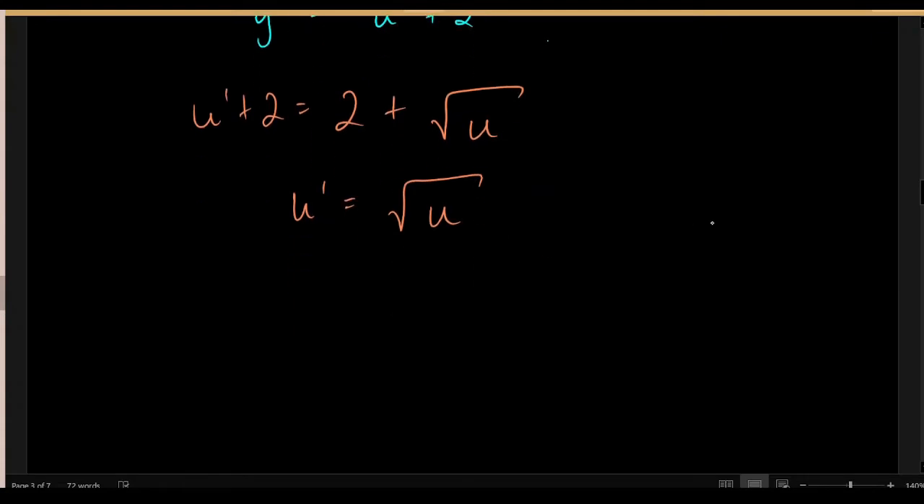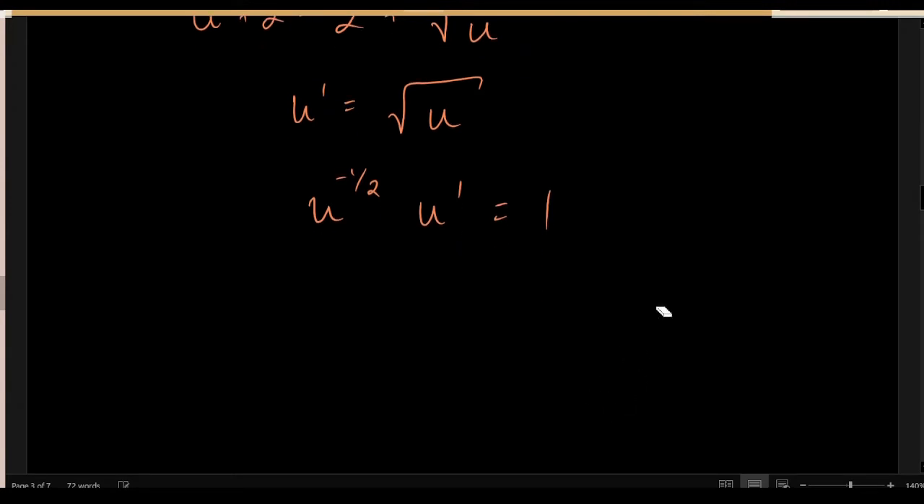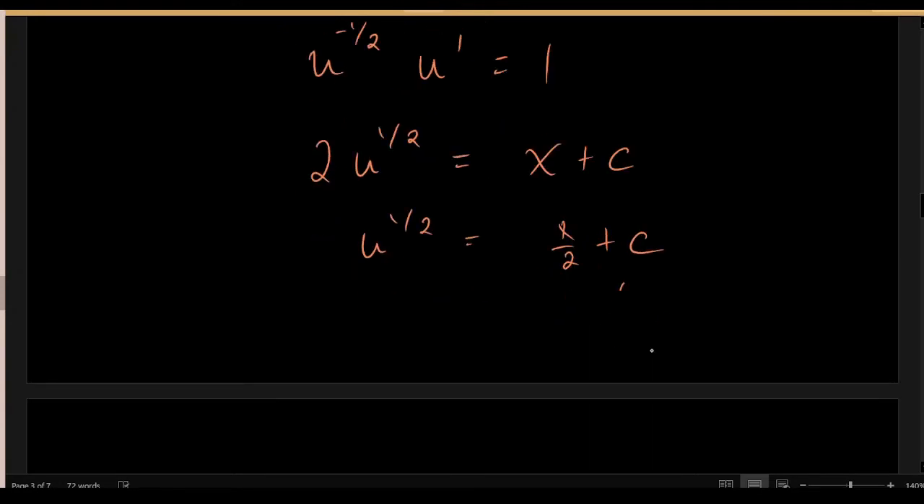Now this is separable. In particular, it's actually autonomous. So we can bring the square root of u to the left, turn it into a u to the power negative 1 over 2, multiply that by u prime. And now if I integrate both sides, I get u to the power positive 1/2, I guess multiplied by 2, is equal to x plus c. Therefore, u to the positive 1/2 is equal to 1/2 x plus a newly refreshed c. And so u itself must be equal to 1/2 x plus c quantity squared.